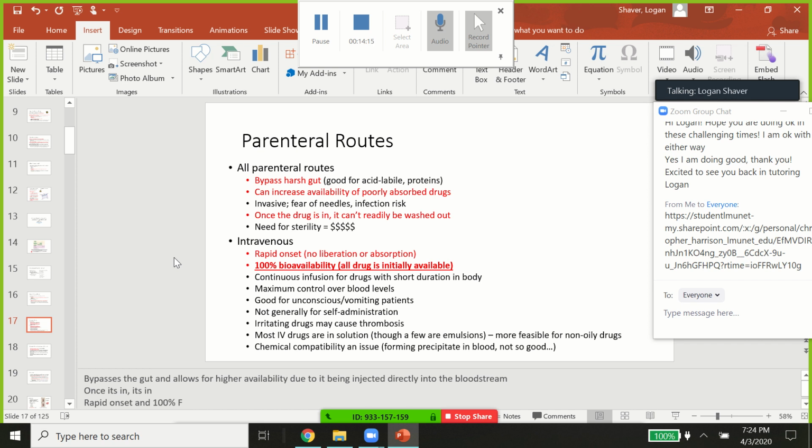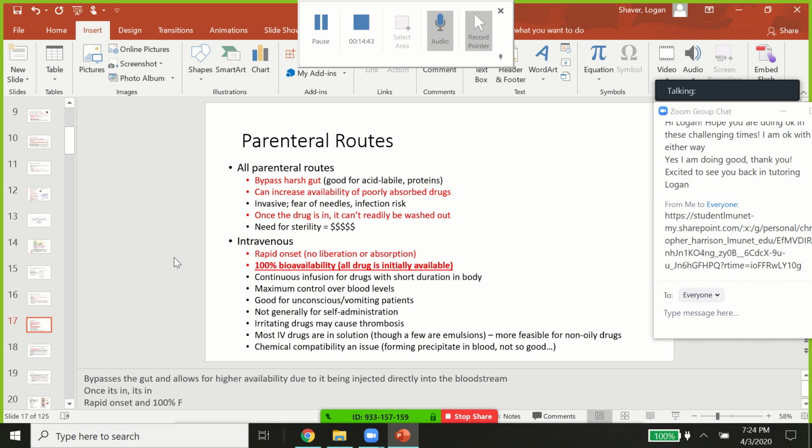All right, so all parenteral routes. Of course, these actually bypass the gut. So once again, it's going to be kind of a faster route, right? Because it's bypassing the gut, you don't have to worry about dealing with acid or anything like that. And it can increase availability of poorly absorbed drugs. So that's something else to consider with using these routes.